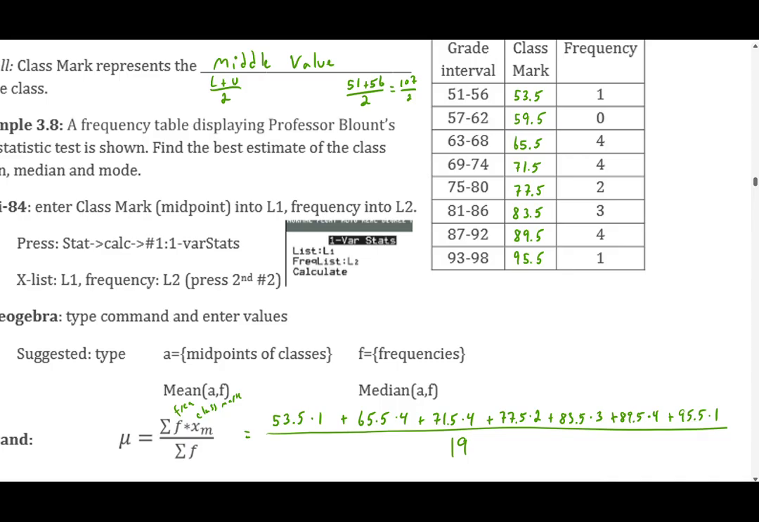The median would be the middle number. The median is, again, the middle number. We know that there are 19 values. So halfway would be, let's see, 8.5. So we're looking for the 8.5th number, or the number between the 8th and 9th in ascending order.